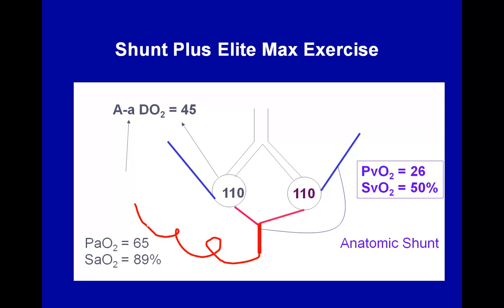Therefore, their A-a difference for oxygen is greater than 5. It's 45, and this A-a difference is one of our indices of oxygenation that tells us if people have low VQ or shunting.